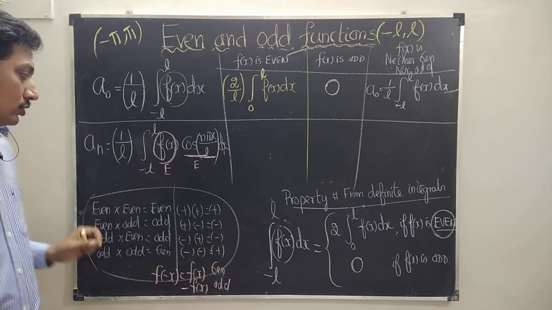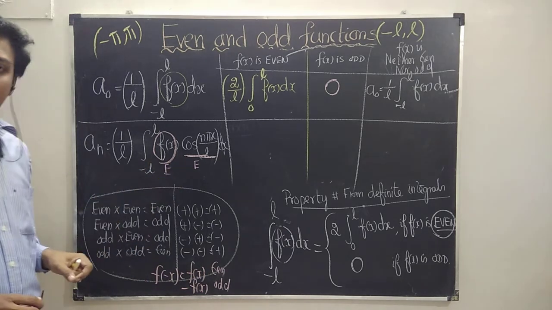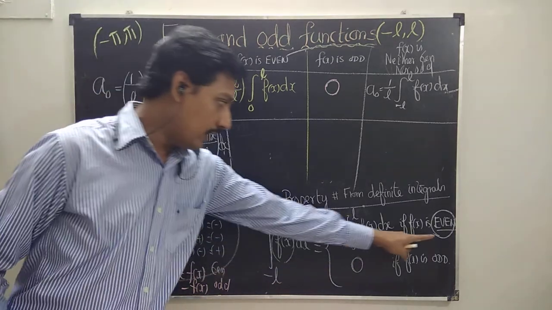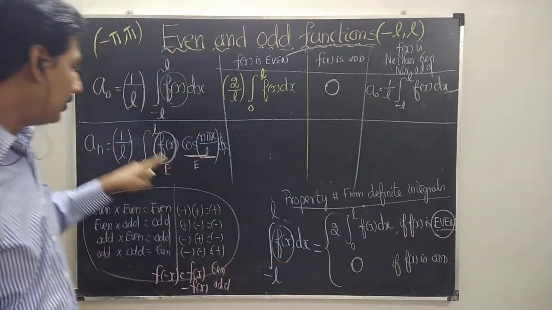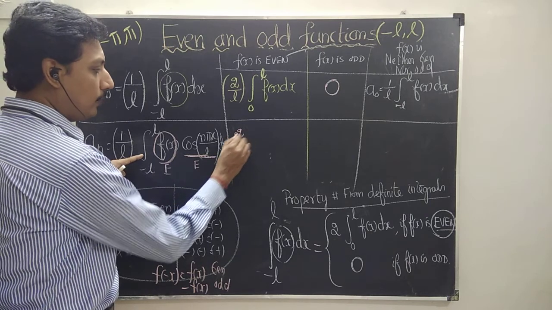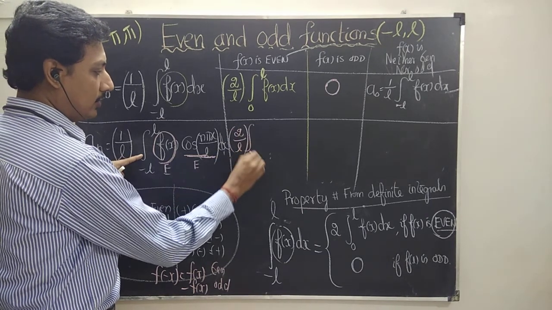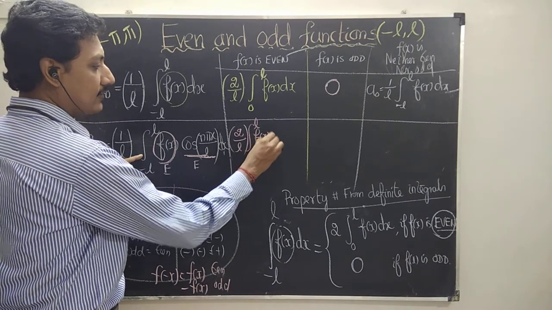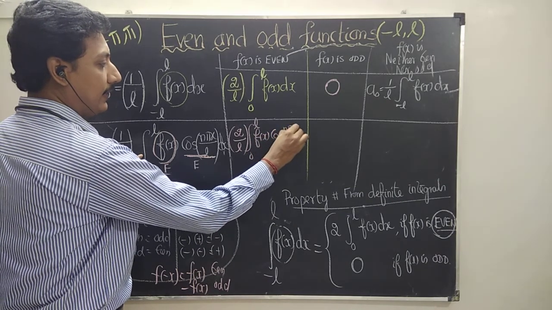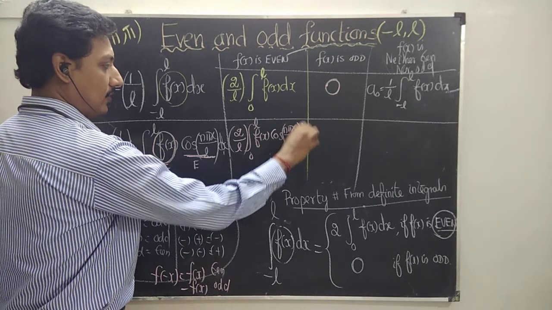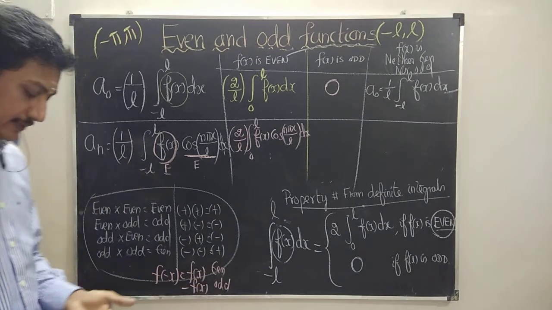So what about even into even? Once again it is even. Once it is even, we can relate this by twice the time, so it is 2 by L integral 0 to L of f of x cos n pi x by L dx. Got it? This is the first case.